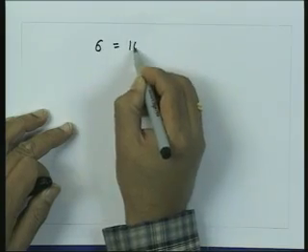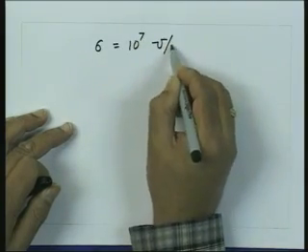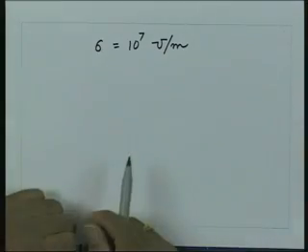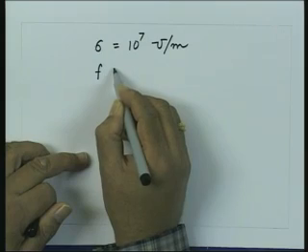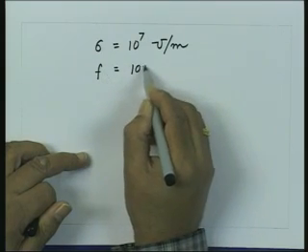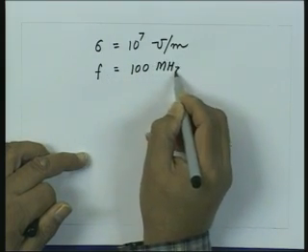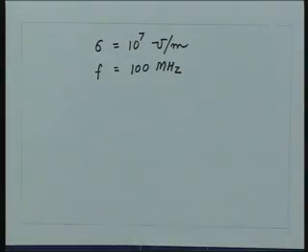Let me take some typical numbers, just to get a feel for what depth we will have if we operate at radio frequencies. So, let us say I take some arbitrary medium for which the conductivity is approximately 10 to the power 7 mhos per meter, which is a good conductor, and let us say I take a frequency f that is 100 megahertz, a typical frequency which is used for TV transmission or for radio propagation.